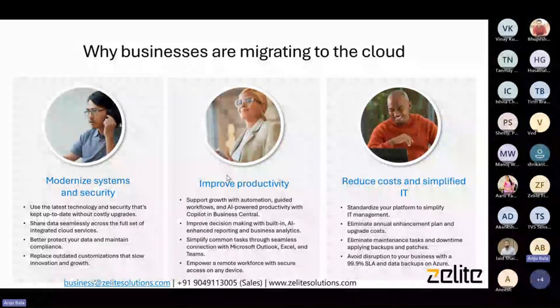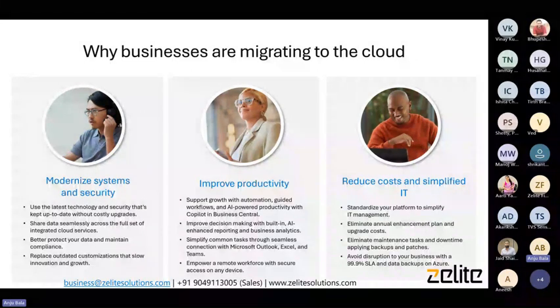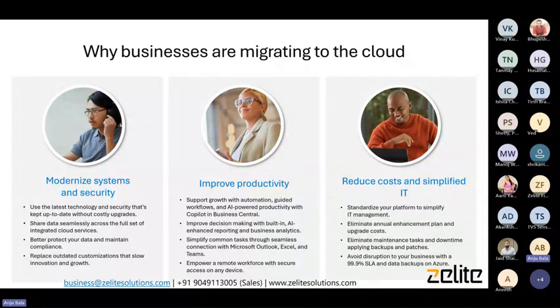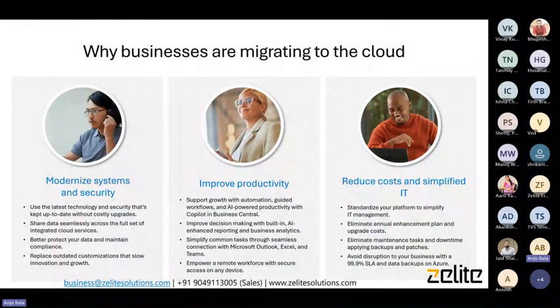Second is improved productivity. Whenever we move from on-prem to the cloud, you will be able to see the differences in terms of automation, guided workflows, AI-enabled use cases, and how you will be able to seamlessly use Outlook, Excel, and everything. It is not something where you have to download the file, export, import, update the data, do the integrations. No, it all works seamlessly with the help of single sign-on. You can access Business Central on the web on any device, whether mobile or tablet, in any browser, anywhere.